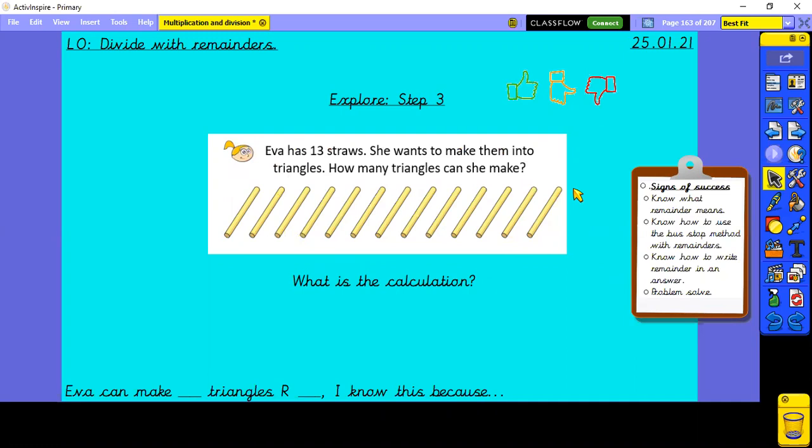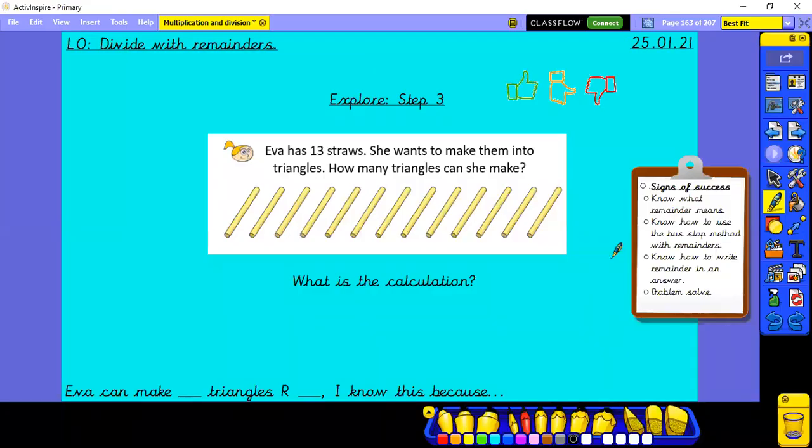So here we go. Eva has 13 straws. Here are the straws. She wants to make them into triangles. How many triangles can she make? So you need to think, how many lines are in a triangle and how many straws will she need to make one and how many she's got all together. So remember, you're dividing and you will have a remainder. So pause the video to have a go at this problem on your own.